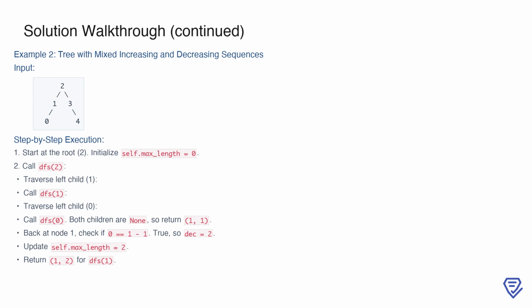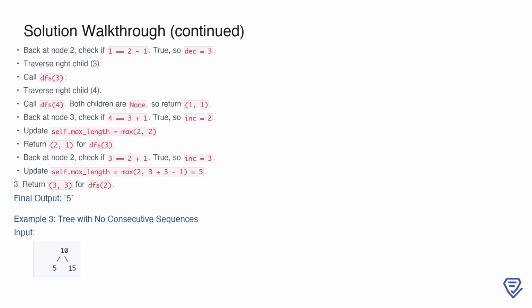Node 1 then returns 1, 2, reflecting the lengths of its increasing and decreasing sequences. At node 2, we verify if 1 = 2 - 1, which is true, so dec is updated to 3. Next, we traverse the right child, node 3, and proceed to its right child, node 4. At node 4, since it has no children, it returns 1, 1.